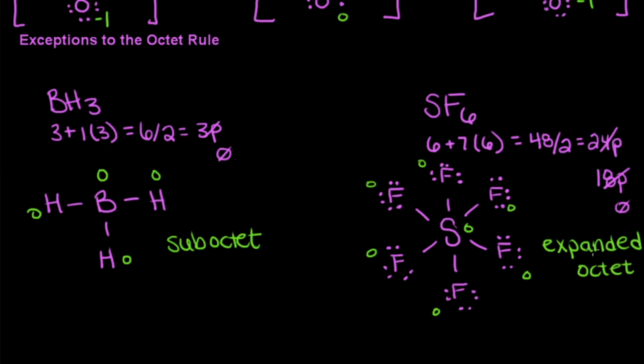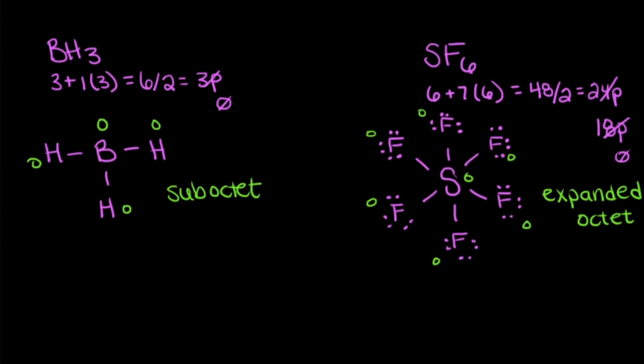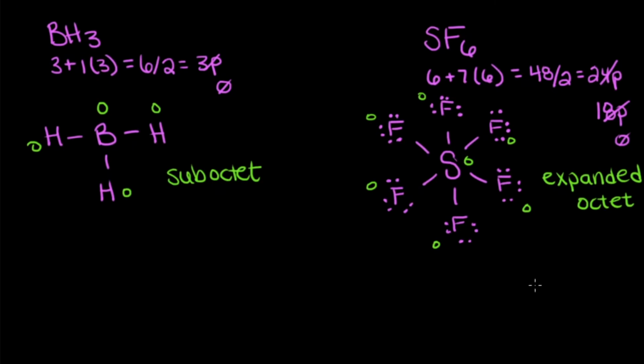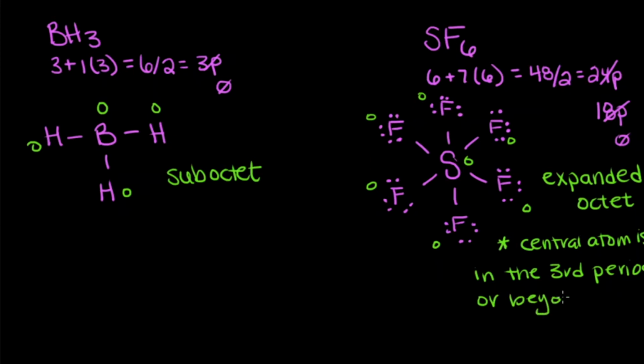Now, we can only expand octets when the central atom is in the third period or beyond. Okay? Let's think about why that might be the case. While I write that down, I want you to think about why that might be. When the central atom is in the third period or beyond. Think electron configurations, you guys, right?